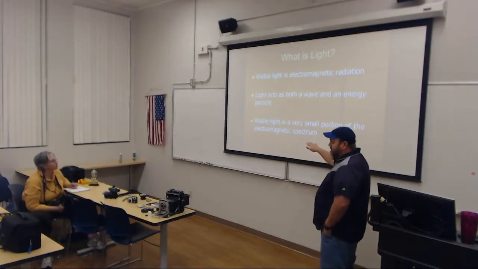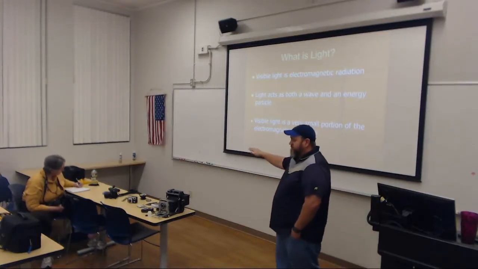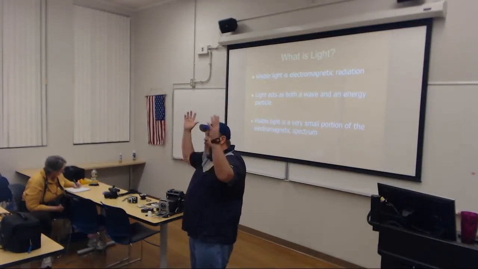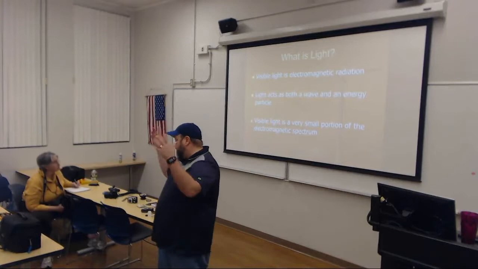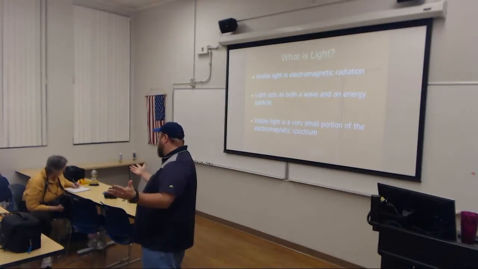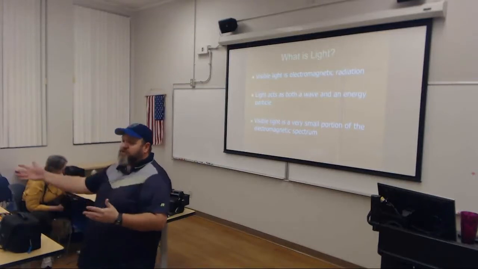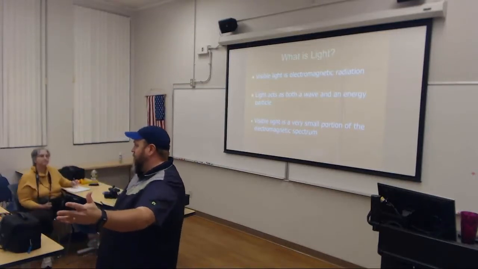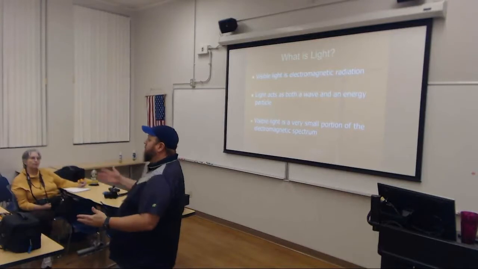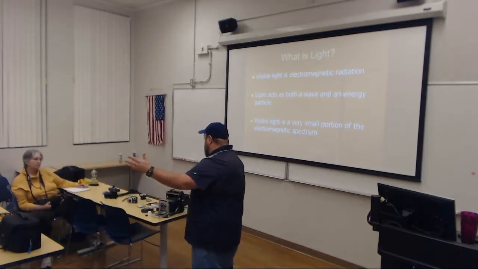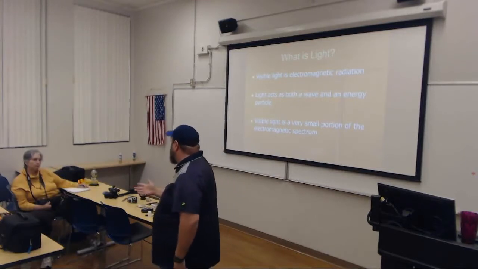Now, visible light is a very, very small portion of the overall spectrum of the different types of radiation out there. In fact, there are other radiations out there. You guys named some of them when I asked what you think of when you think of radiation. I heard someone say X-rays, and I heard another person say microwaves. There are other types of radiation out there besides visible light.